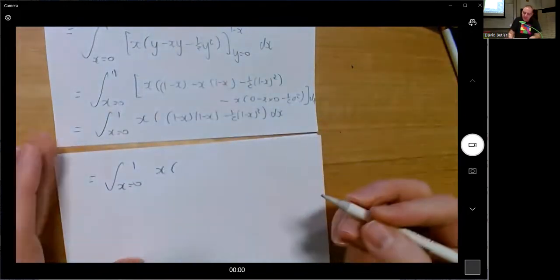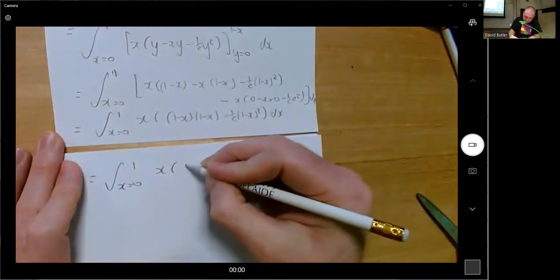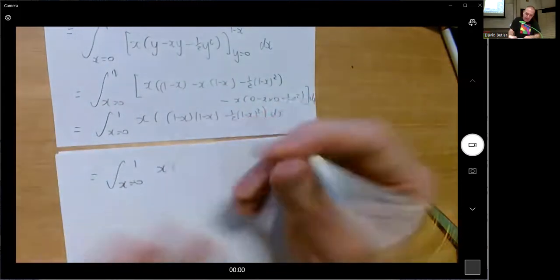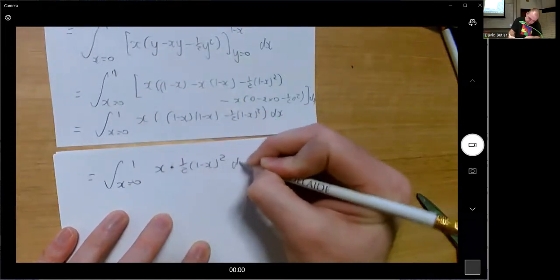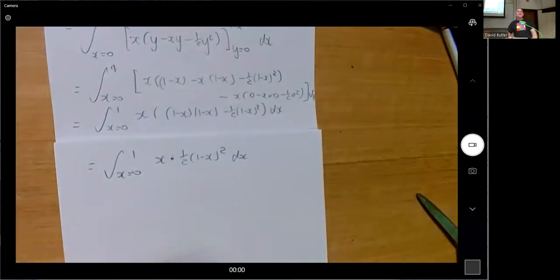There's still an x out the front. That's freaking me out, but that's okay. That's prettier. Oh. Don't like this x though. Don't like it.